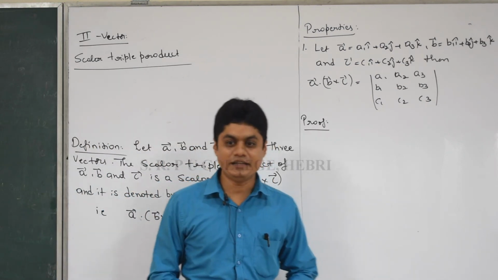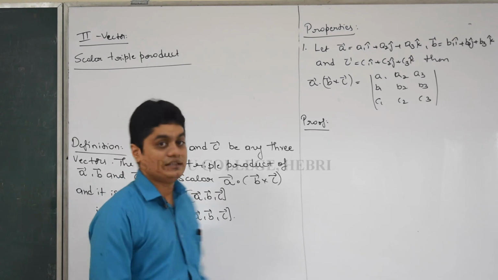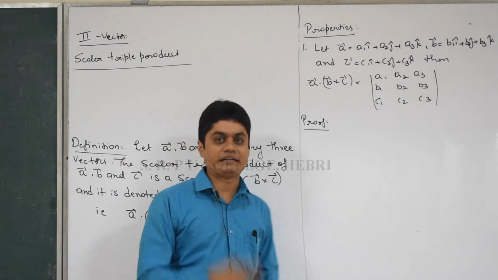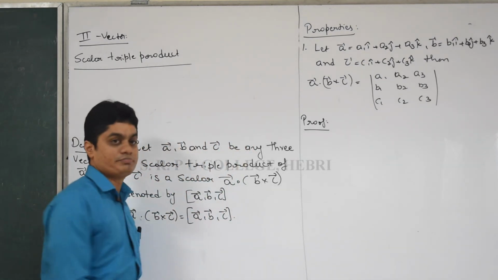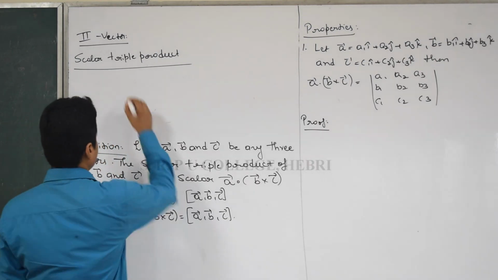I hope everyone is fine. So we are in the last part of vectors, where we are going to learn one more product, but a product of three vectors, and it is known as the scalar triple product. Okay, scalar triple product. Observe carefully. I'll take some products here of three vectors.